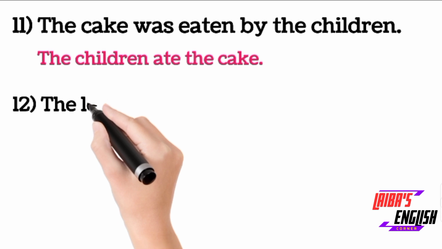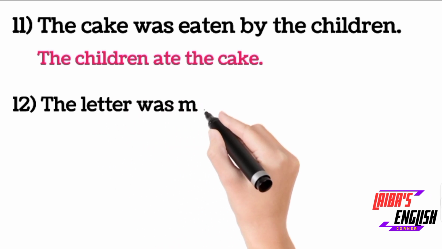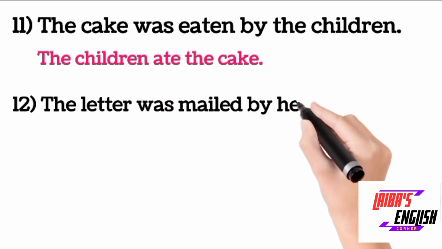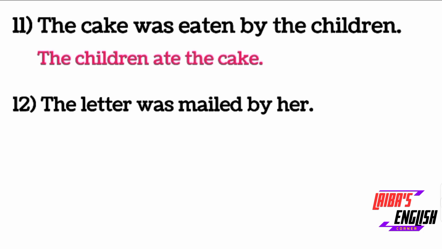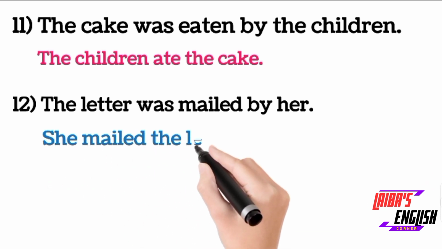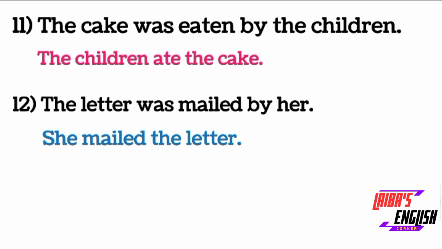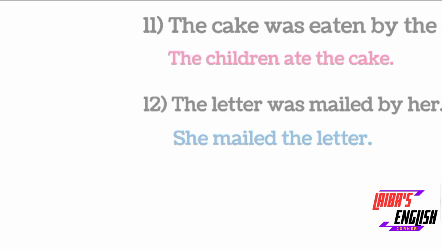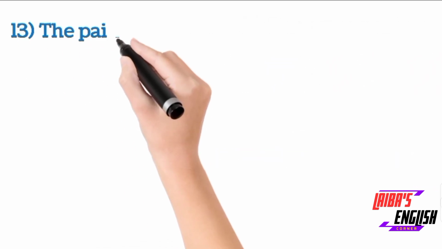12th example is, the letter was mailed by her. Her will be changed into she. Remove by, remove was. So the sentence will be, she mailed the letter. So here we are changing into the past form, so you have to keep the verb form in mind, which type of form you are going to use.